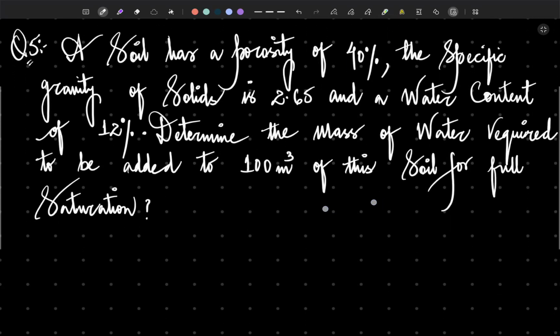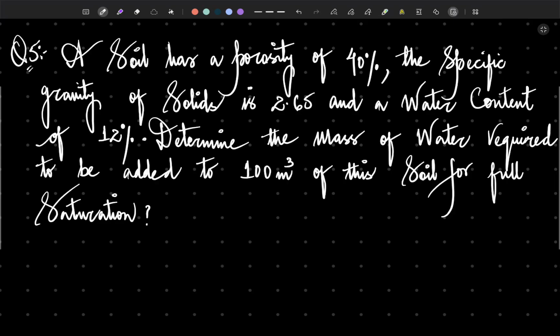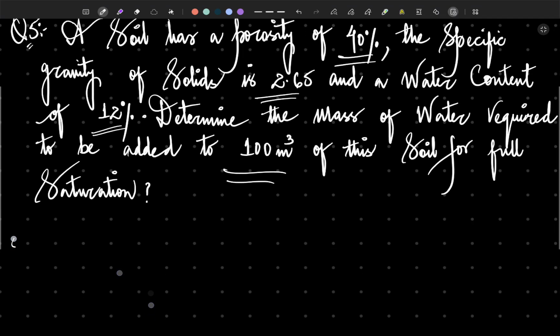All right. Question is, a soil has a porosity of 40%. The specific gravity of solids is 2.65 and a water content of 12%. Determine the mass of water required to be added to 100 cubic meters of this soil for full saturation. All right, so this is the question. So let's get started and let's solve this question.